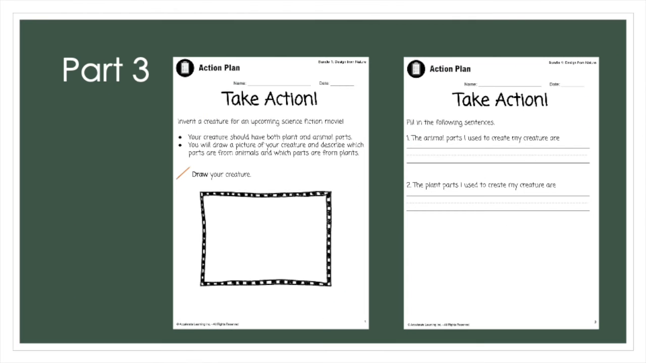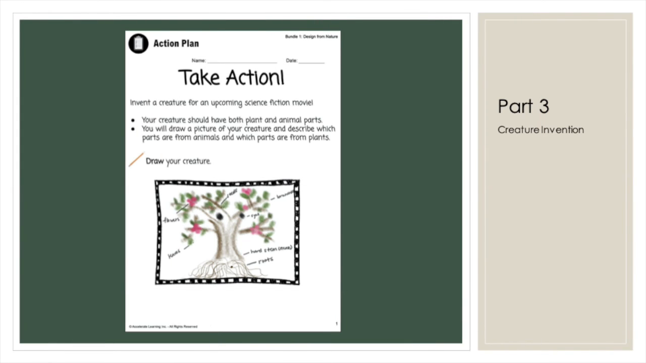Okay, hopefully now everybody has their action plan in front of them. You should have one that has a box to draw your creature and then you should have the one that has 2 questions or 2 sentences for you to complete. Before we get started, I want to remind you that our action plans are all about creativity. So that means you can use whatever you can imagine to create the best creature. Let's take a look at an example.